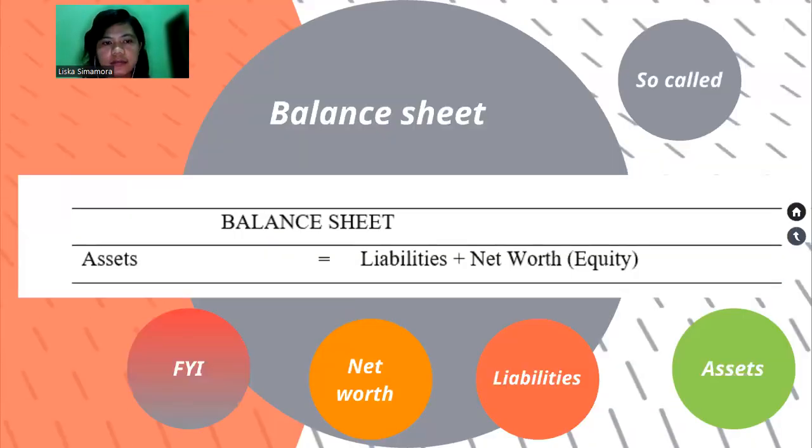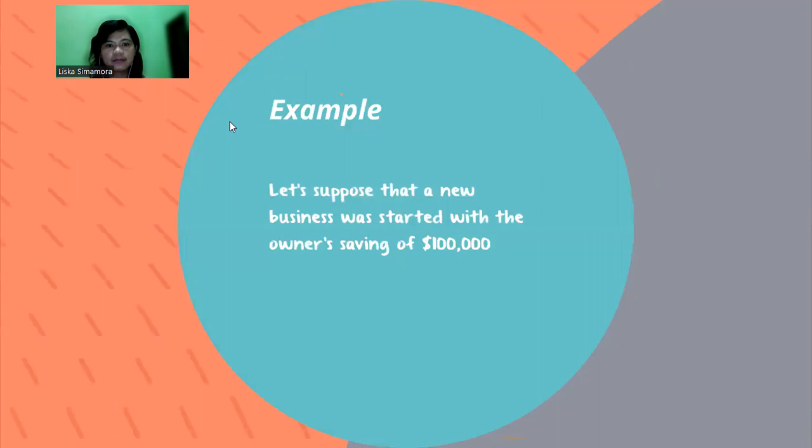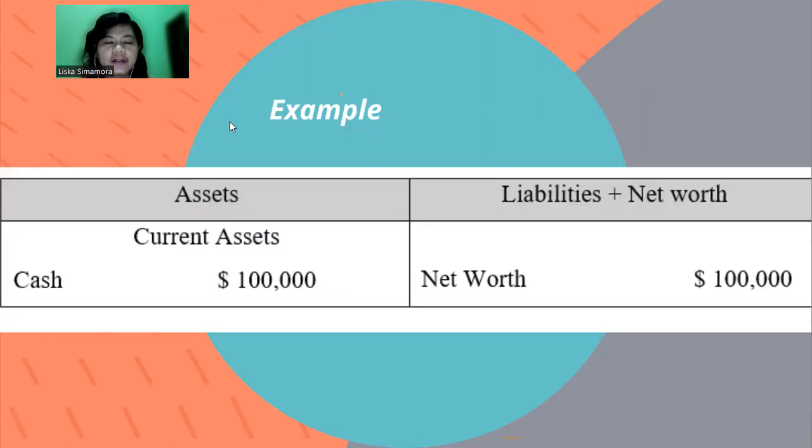And next, let's go to the example here. Let's suppose that a new business was started with the owner's savings of $100,000. So we see here the asset. Which one? The 100,000 is named in the asset. Now they have in cash 100 thousand dollars, right? So that is their current assets.